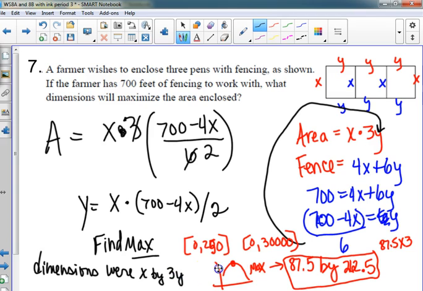So, okay, hang on. If this is x, yeah, I don't think that's right, is it? No, it's not right. Okay, hang on. We got to go back. We got to plug it back in here to find y. Can you do this? 700 minus 4 times, or up here, doesn't matter, or just take the area and divide. That would be faster.